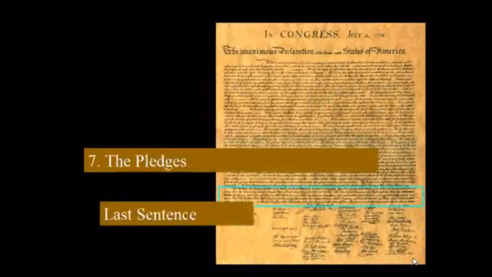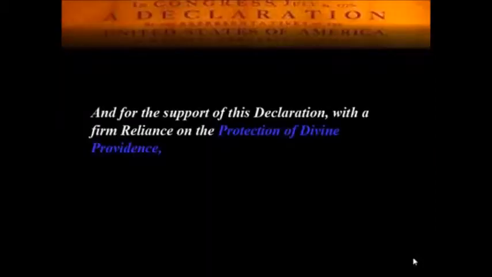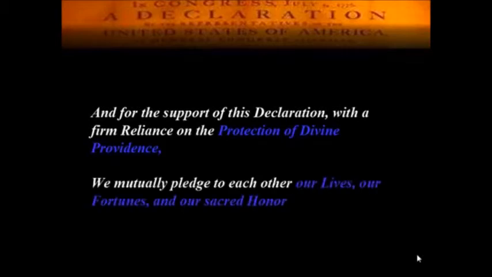The seventh and last part in the last sentence is what I call the pledges. And this is where they make a pledge to God, and they say this, and for the support of this declaration with a firm reliance on the protection of divine providence, so a pledge to God and seeking his protection, and then a pledge to each other. We mutually pledge to each other our lives, our fortunes, and our sacred honor.